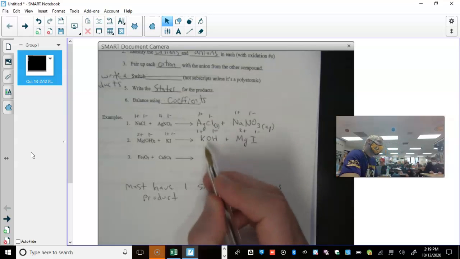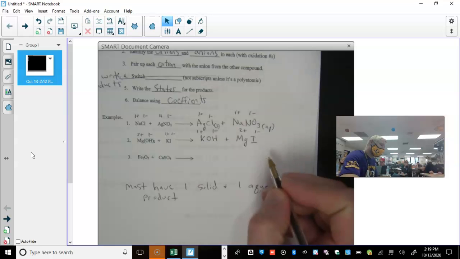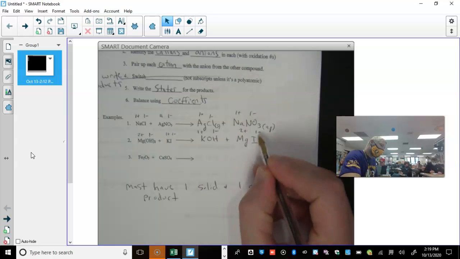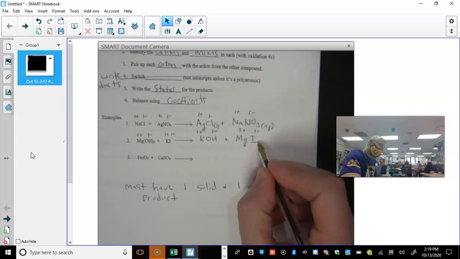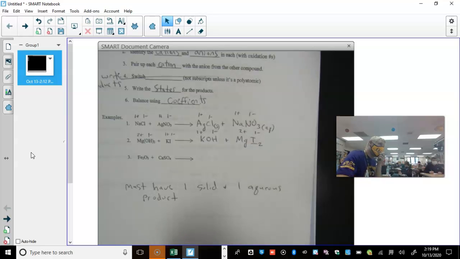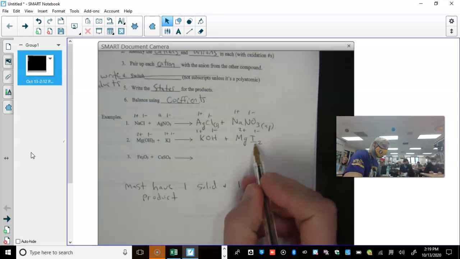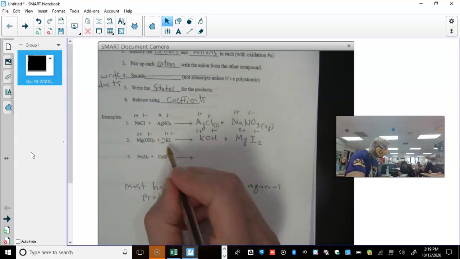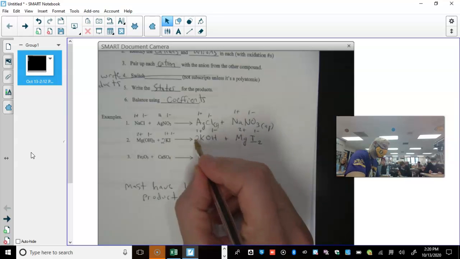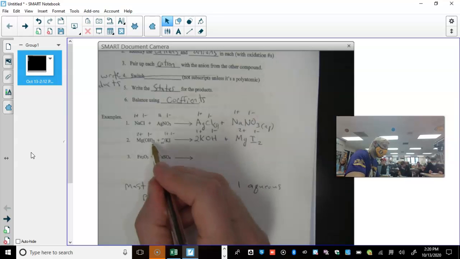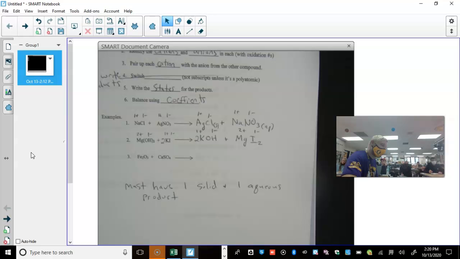+1 -1, that's a correct molecule. I didn't need to have 2 OHs. I got a crisscross. So the charge of magnesium says I need 2 iodines. All right. And for fun, let's just balance it. We got 2 iodines. I got 2 iodines. 2 Ks. I got 2 Ks. 2 OHs. 2 OHs. And it's balanced.